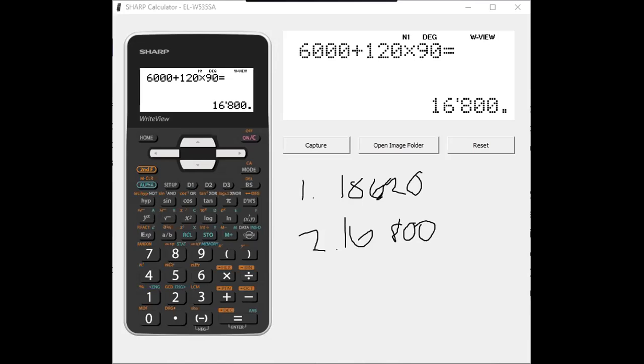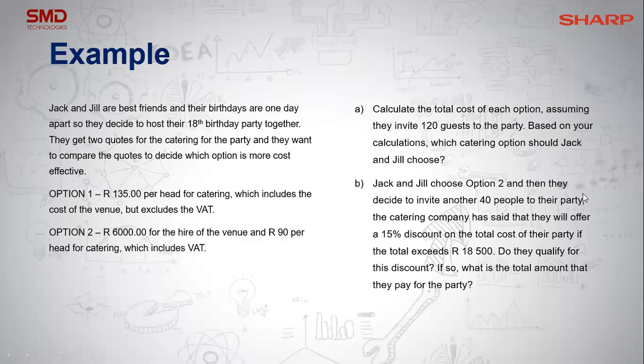Okay, so let's go back and look at the next question. So question B. So just keep these in mind, because as soon as I change my sharing, my page is going to go. So option 1 was 18,620 and option 2 was 16,800. Okay, so let's go back to the question and say Jack and Jill choose option 2, and then they decide to invite another 40 people to their party. The catering company has said that they will offer a 15% discount on the total cost of the party if the total exceeds 18,500 Rand. Do they qualify for this discount? And if so, what is the total amount that they pay for the party?